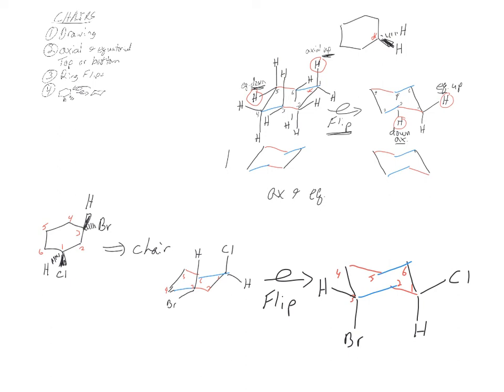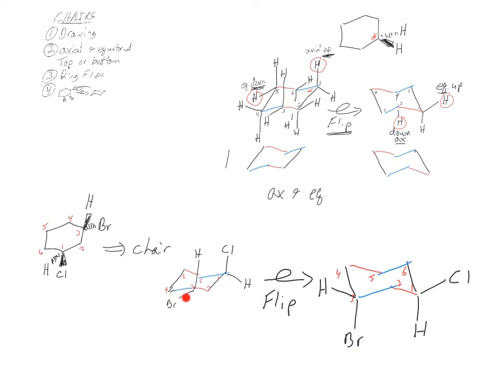Taking this a step further, right? So what the chair game has you practice is actually doing these ring flips in your mind, right? If you see something in the chair game that's axial, right, that's up, you need to recognize, well, now on the flip, it's going to be equatorial and up, right? So in the game, you'll see things that are equatorial, and you know it's going to have to be axial on the flip and on the same side, right?